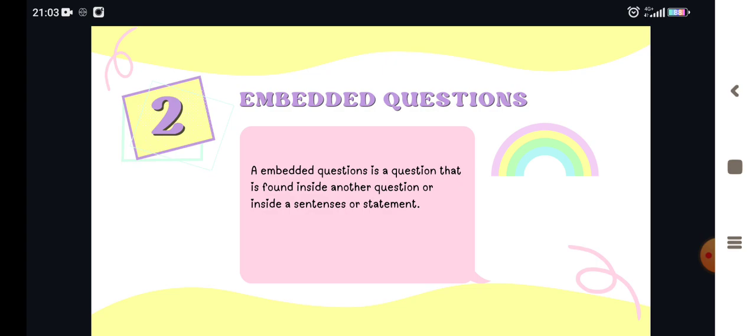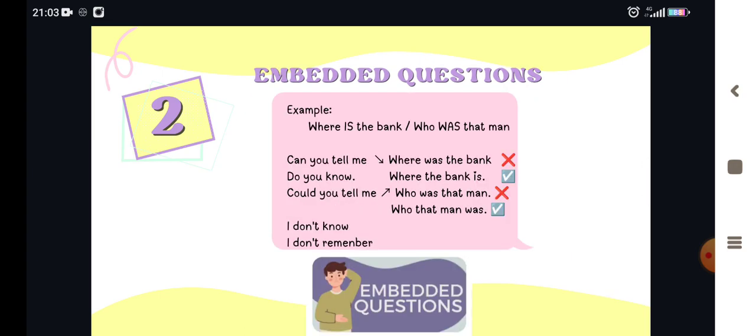So why do we use embedded questions rather than the usual inverted question form? In this case, when we use embedded questions, maybe it is to be more polite, because we start embedded questions with can you tell me, do you know, could you tell me. So these kinds of phrases change the meaning of the sentences, and maybe the sentences are more polite.